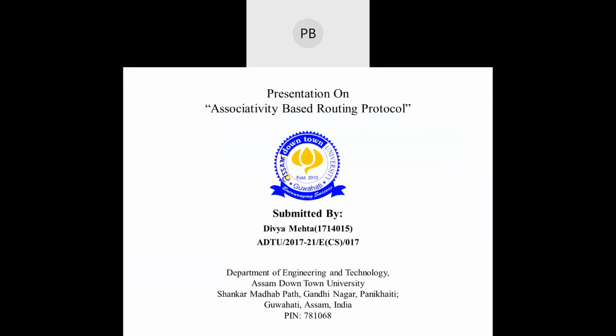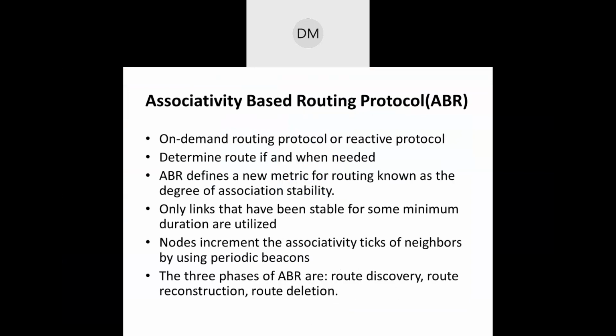The topic of my presentation is associativity-based routing protocol. The first thing, the introduction: it is an on-demand routing protocol, or we can say reactive protocol. The characteristic of these protocols is that they determine routes only when demanded. And here, ABR looks for stability in the route. So therefore, it searches for a stable and short route to the destination. Only links that have been stable for some minimum duration are utilized. Terms like associativity ticks and beacons are used for selecting the routes.